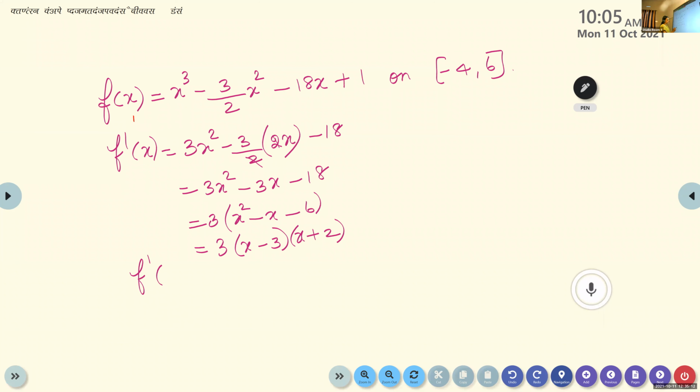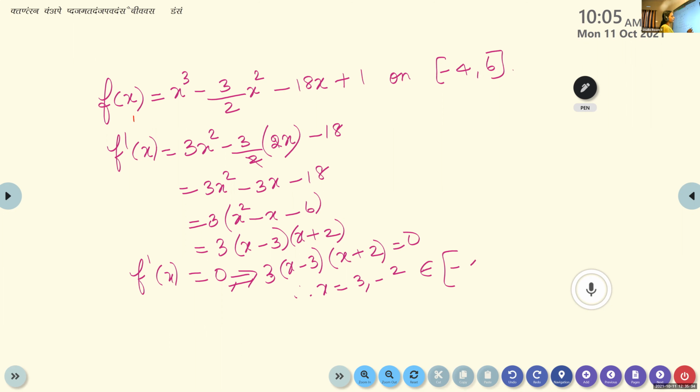Now, f dash of x is 0 implies x minus 3 into x plus 2 is 0. Therefore, the x value is 3 or minus 2. Now look at these two values. Do these two values lie within the closed interval? Yes, isn't it? They lie within the closed interval. If they lie, you can select both.